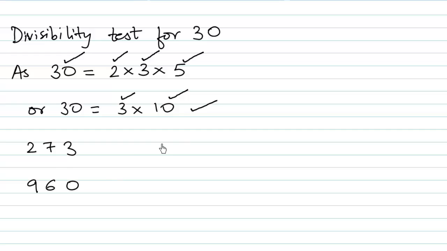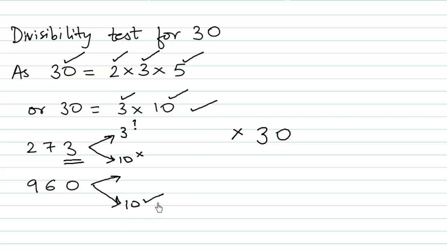For instance, 273, the last digit is not 0. So it is not divisible by 10. And since it is not divisible by 10, it is not divisible by 30. So you need not even see if it is actually divisible by 3 or not. And then 960, this number is divisible by 10 because it has 0 in the units place. And 9 plus 6 is 15, 15 plus 0 is 15, so it is also divisible by 3. So since it is divisible by both 3 and 10, it is divisible by 30.